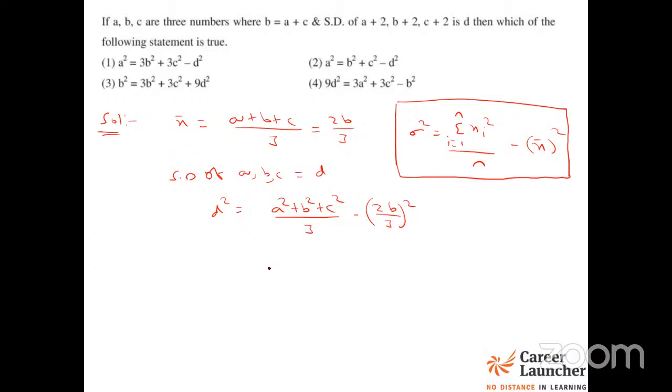Right? Now if we simplify this by taking LCM, we get d square is equal to 3a square plus 3b square plus 3c square minus 4b square upon 9. So simplifying these terms, we get b square is equal to 3a square plus 3c square minus 9d square. So this is what we get, the value of b square in this form. So if you observe, option D will be the answer. Option 4, 9d square, will be equal to this. Yeah, this is how we can solve. I hope this is clear. In case anyone is getting any doubts, let me know.